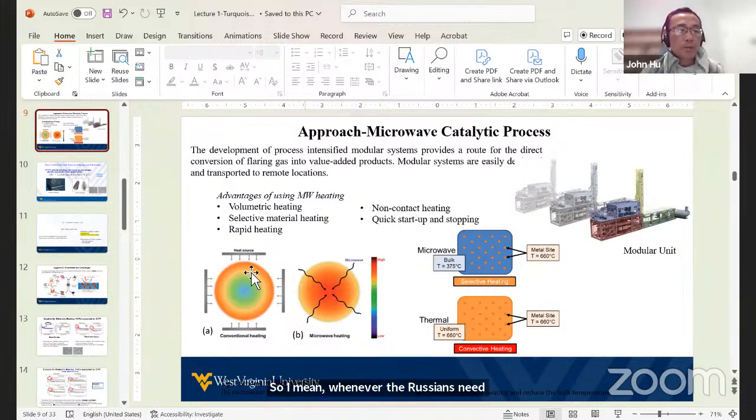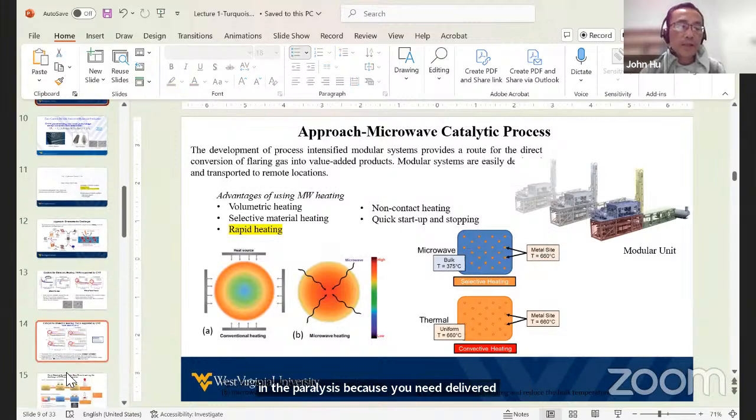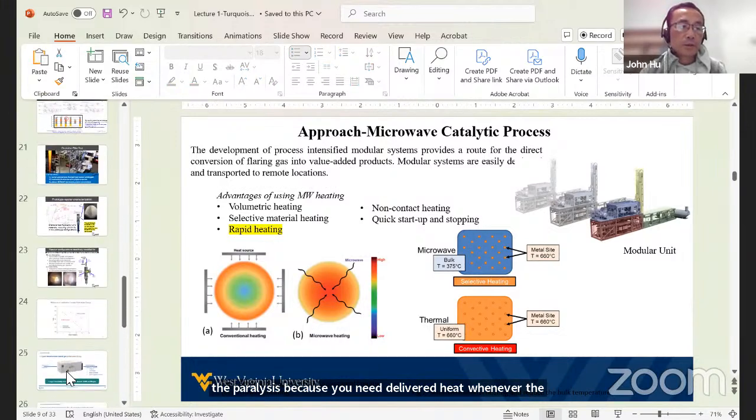But external conventional heating goes from external to internal. So when the internal temperature needs 600 degrees C, external heating may not reach there because the heat transfer is limited. So microwave is rapid heating, and that's one of its advantages. This is why heat transfer is very important in pyrolysis, because you need to deliver the heat whenever the catalyst needs it.